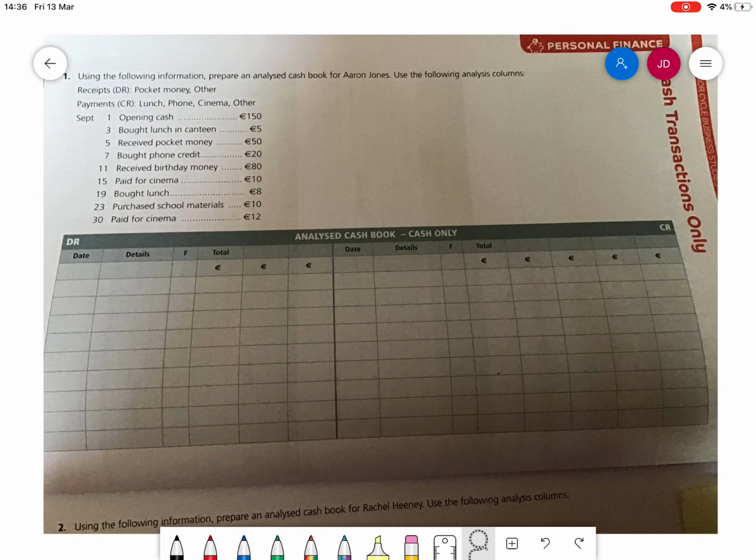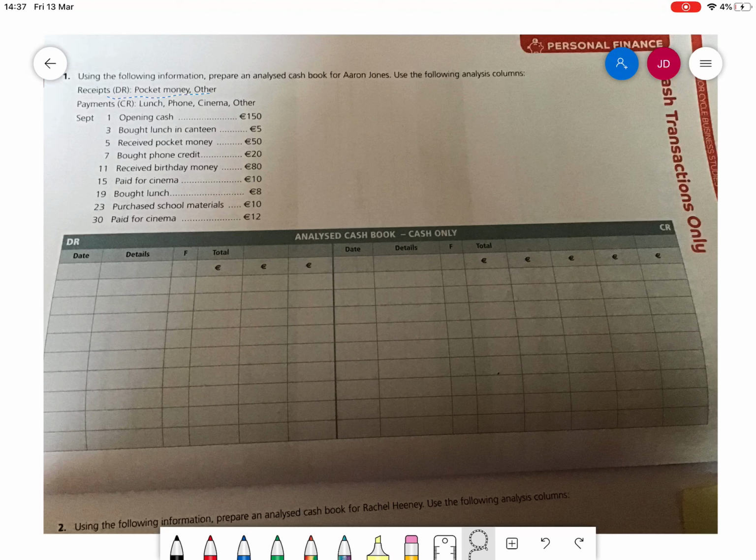Then we have down here a list of all the different transactions for the month of September that Aaron Jones made. In this video, we're going to be putting these transactions into the analysed cash book down here, and then in part 2 we'll total the entries up and balance the account. The difference between this and a T-shaped account is that we've got these analysed columns here. This is basically to allow the person, in this case Aaron Jones, to see how much they're spending in each of the specific different areas.